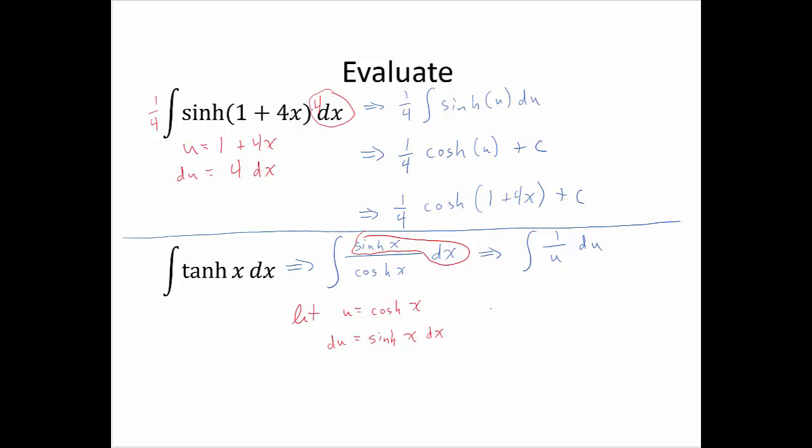Well, that's an easy integral. That's natural log absolute u plus a constant. Substituting back, I would have natural log absolute hyperbolic cosine of x plus a constant. And then we might remember, if we think about the graph, the hyperbolic cosine is always greater than 0. And so I actually don't need those absolute value bars, and I can write this more simply as natural log of hyperbolic cosine x plus a constant.